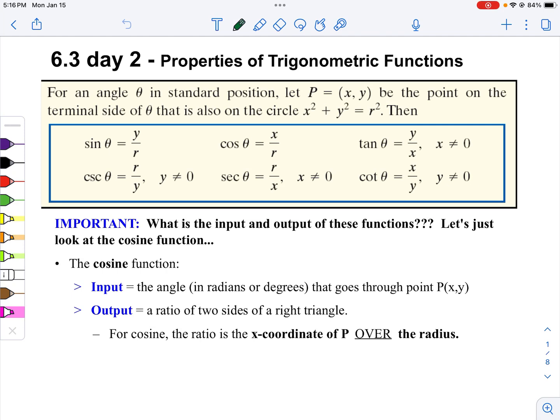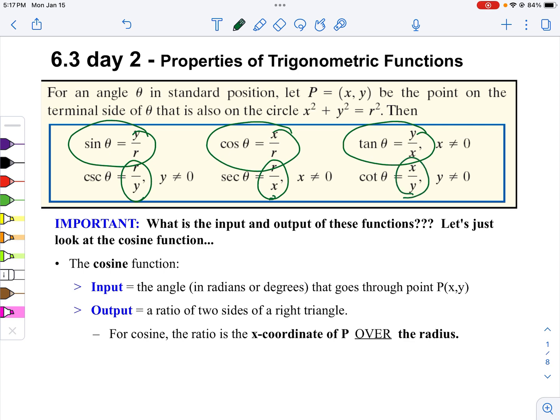All right, today we're going to work on section 6.3, day 2, which is some more properties of trig. So again, this first slide is something that we've seen multiple times now, just refreshing your memory that sine is y over r, cosine of theta is x over r, tangent is y over x, and then we know the reciprocals. Cosecant is the reciprocal of sine, so that just flips it, r over y, r over x for secant, and then x over y for cotangent.